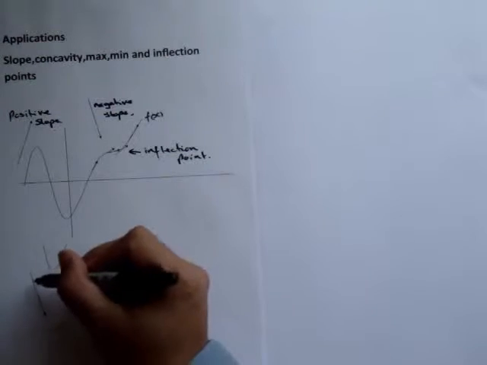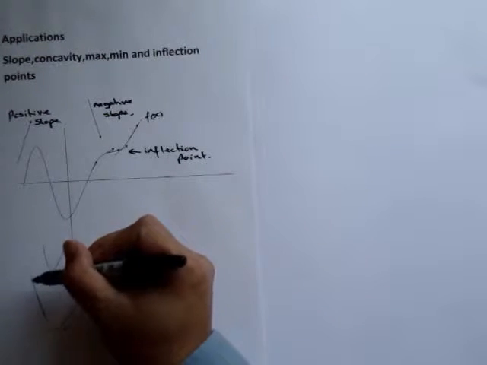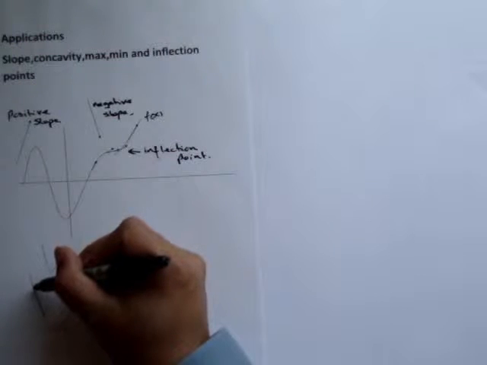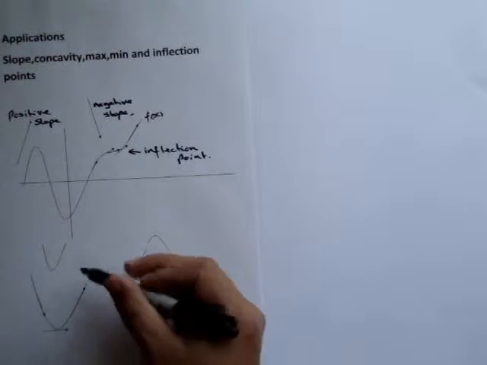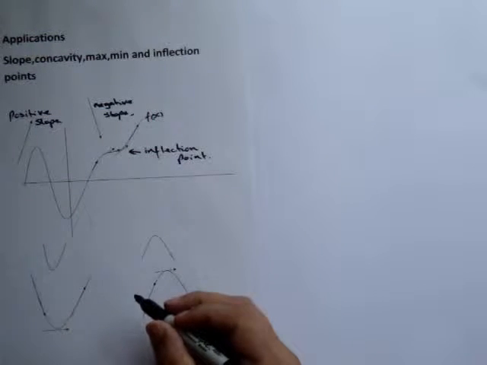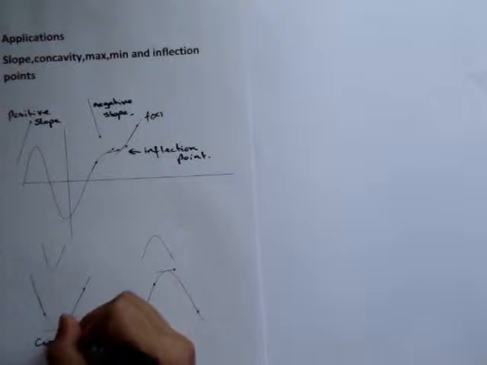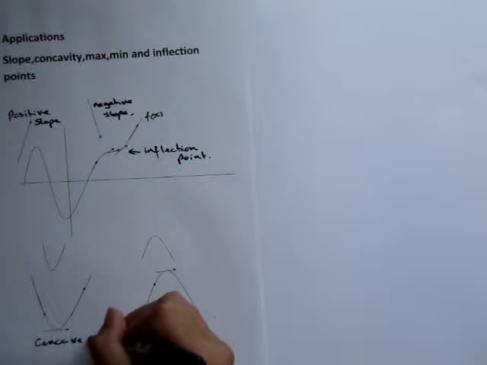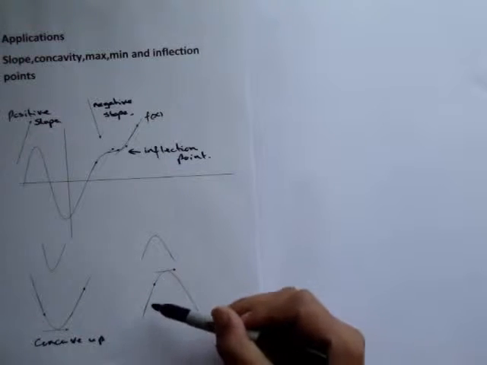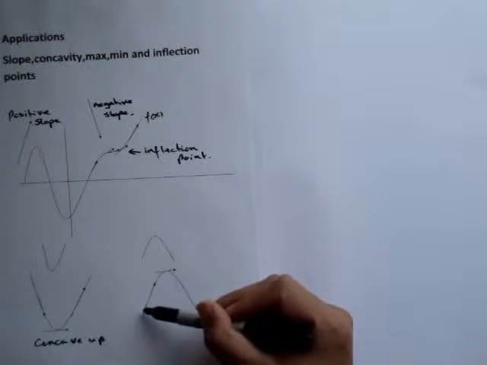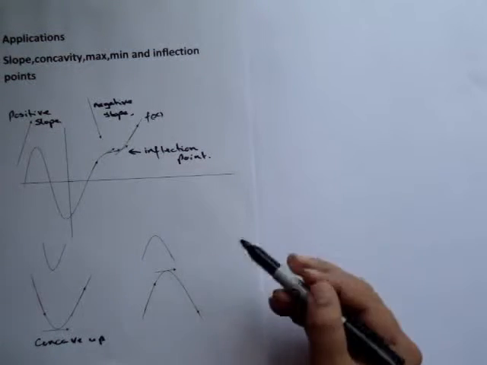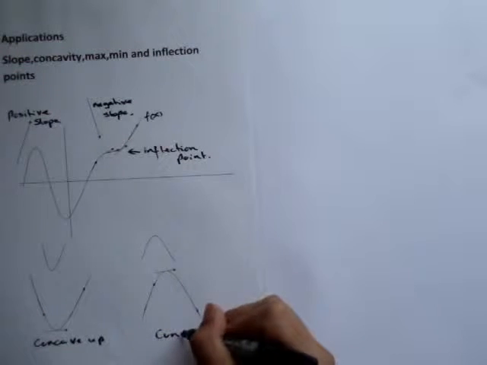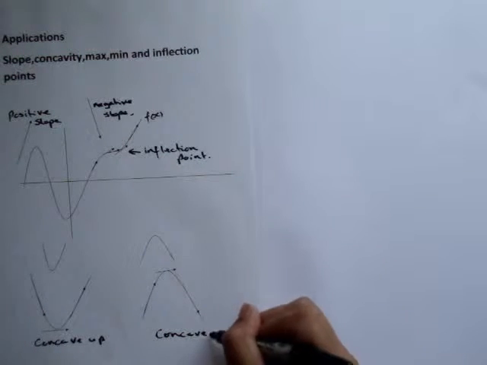Let's go up a little bit here. Where we have the gradient, or the slope, going in a negative direction, then to 0, and then in a positive direction, this is called concave up. And then the opposite, where the rate is going up in a positive direction and down in a negative direction after going to 0, this is called concave down.